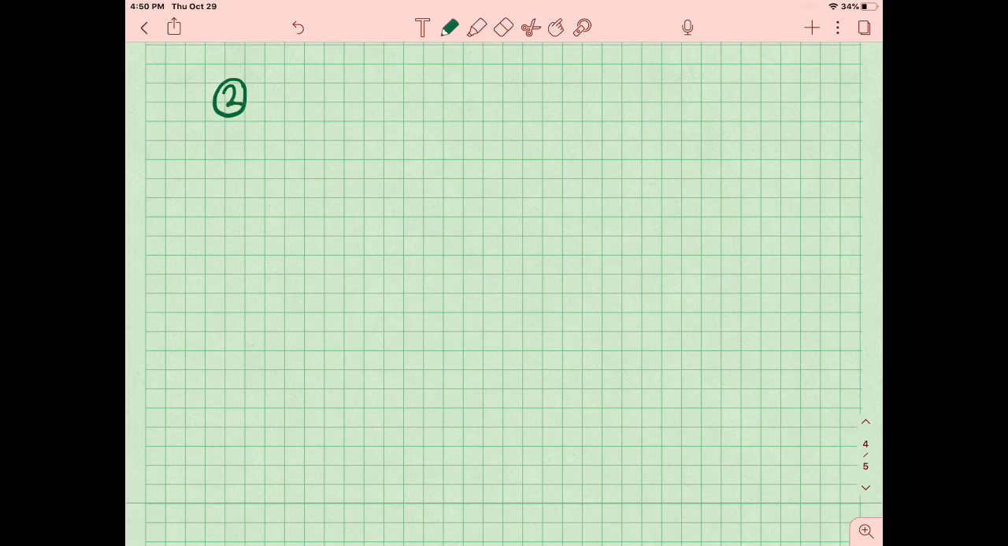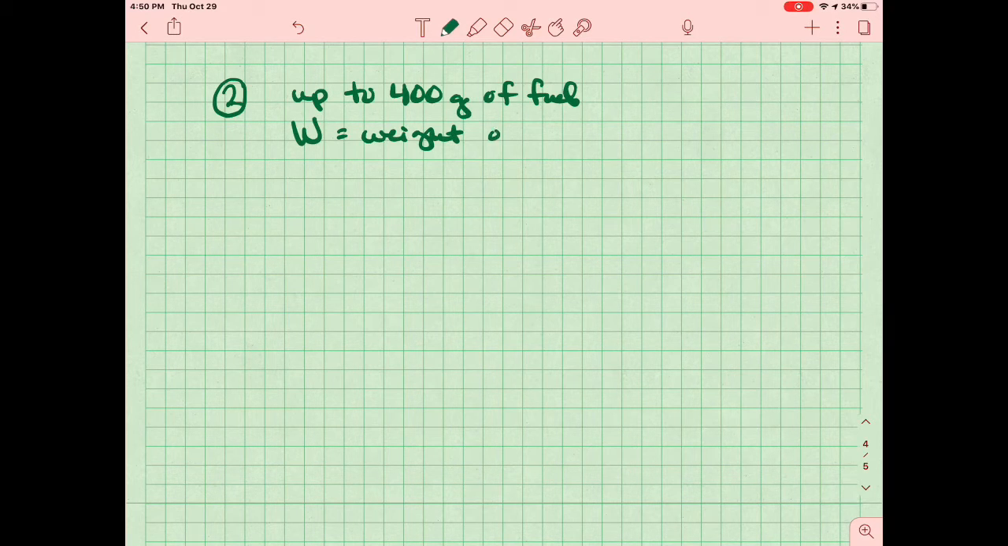Number 2 says the fuel tank of a certain airplane can hold up to 400 gallons of fuel. And we're going to let W be the weight of our airplane in pounds. And we're going to let F equal the total amount of fuel in the tank. And we have an equation that says this: W equals 7F plus 3,000.